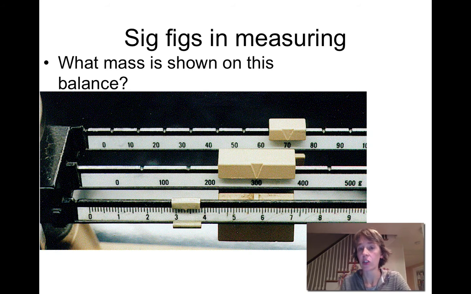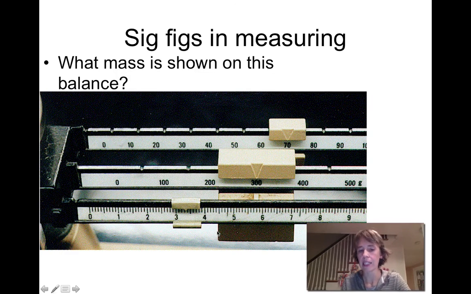This is called a triple beam balance, and you may not have used one before, but the way it works is that you move these sliders around until the pans in the balance are level with each other. And the sum of the weights on these three beams are the sum of whatever it is you're measuring. So here we have something that weighs 300 plus 70 plus 3 point something grams.